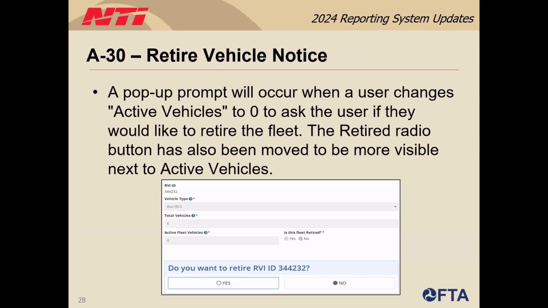Also, here on the A30 form, you will notice that a pop-up prompt will occur when a user changes active vehicles to 0 to ask the user if they would like to retire the fleet. The retired radio button has now been moved to be more visible next to active vehicles. This should help users retire fleets seamlessly.